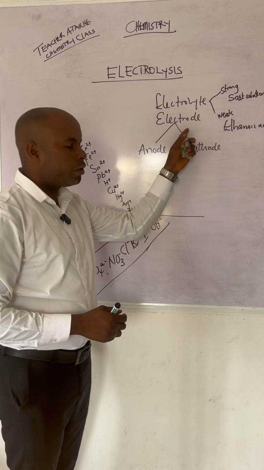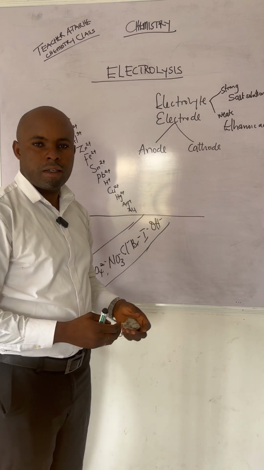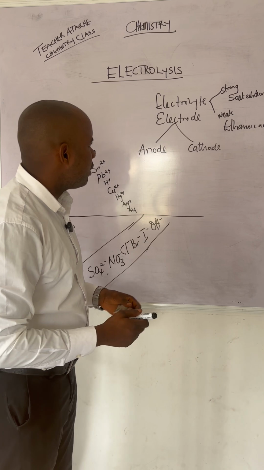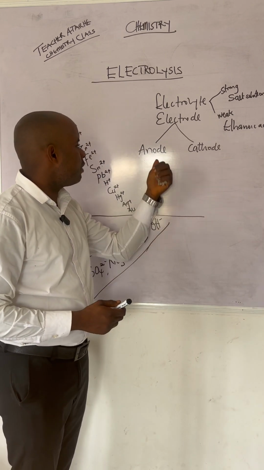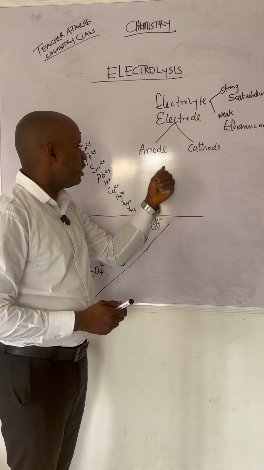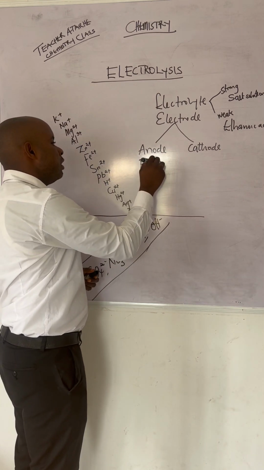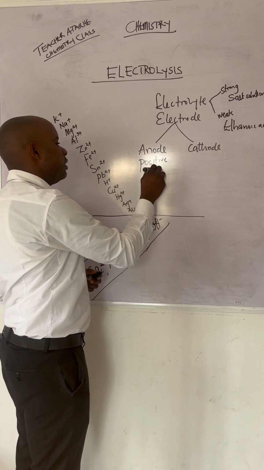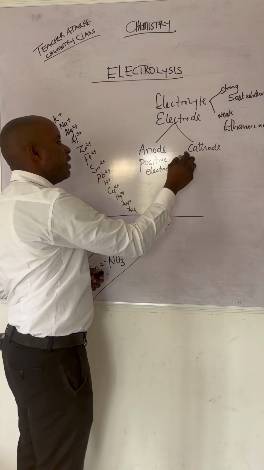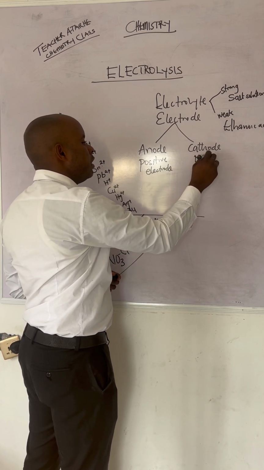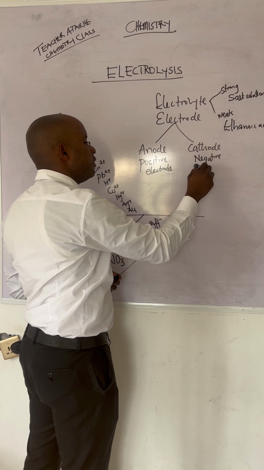Now, electrodes. Electrodes are in the form of wire through which current enters or leaves the system. So we have two types of electrode in electrolysis: the anode and the cathode. The anode is the positive electrode, while the cathode is the negative electrode.